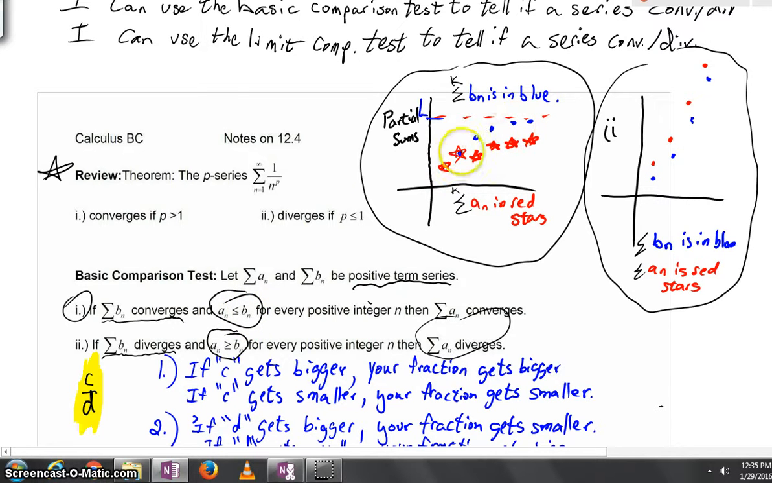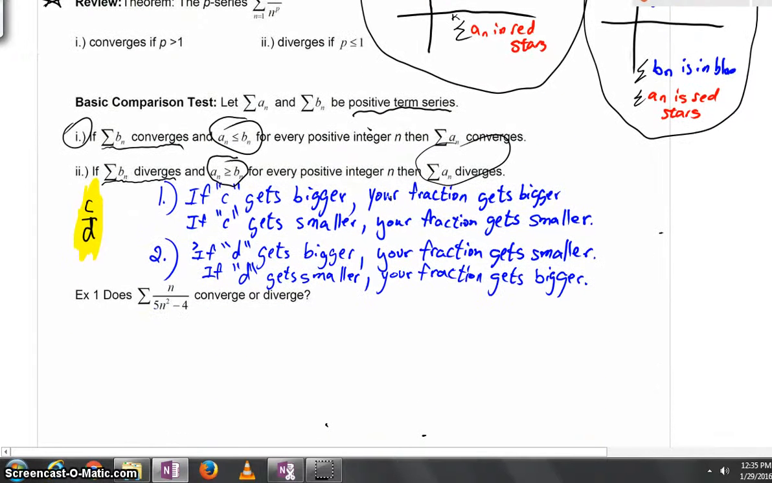That's that first picture. If the blue partial sums are leveling off, it forces the smaller partial sums, the red ones, to level off as well. And by way of comparison, taking a look at number 2, if we knew that B sub n diverges, it's launching off towards infinity, we would have to know that A sub n would be larger, and then we can say that A sub n, that series, would diverge.